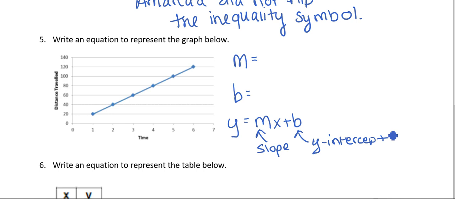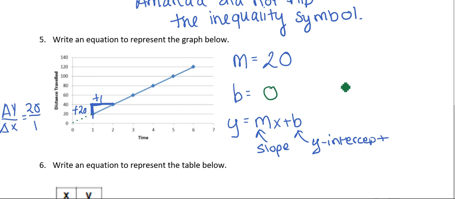Okay, so to find my slope, I'm going to find my rise over my run. So I can see I'm increasing by 20 for my y, or my rise, so my change in my y is 20. And the change in my x is going from 1 to 2, so 1. So 20 over 1 is my slope, which would just give me 20. My y-intercept, we can't really see, but if my line continued, my y-intercept would be 0. So my equation is y equals 20x. We don't need to put 0.